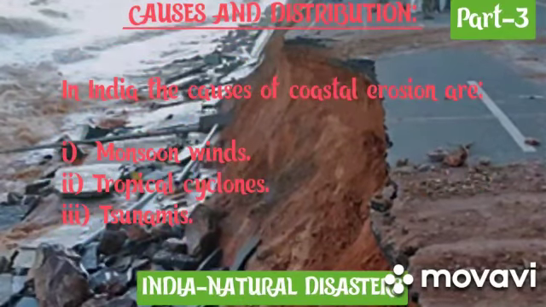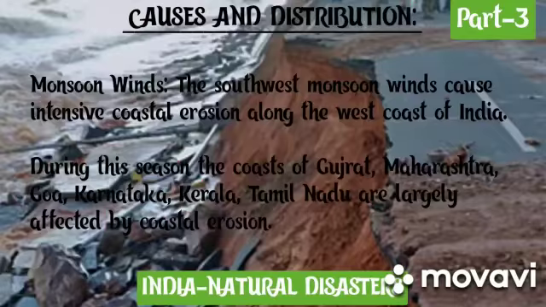In India, the causes of coastal erosion are: number 1, the monsoon winds; number 2, tropical cyclones; number 3, the tsunamis. Now let us discuss them one by one. Monsoon winds. The southwest monsoon winds cause intensive coastal erosion along the west coast of India. During this season, the coasts of Gujarat, Maharashtra, Goa, Karnataka, Kerala, Tamil Nadu are largely affected by coastal erosion.